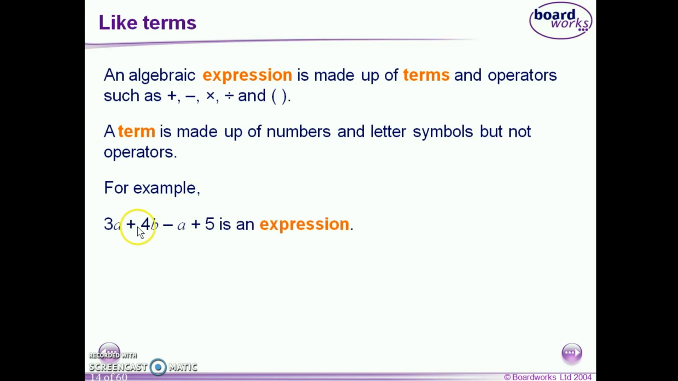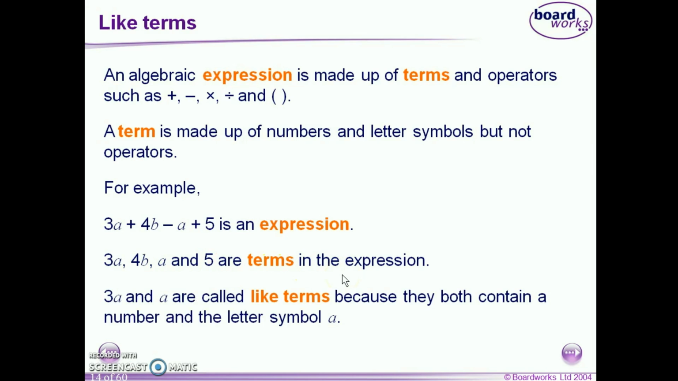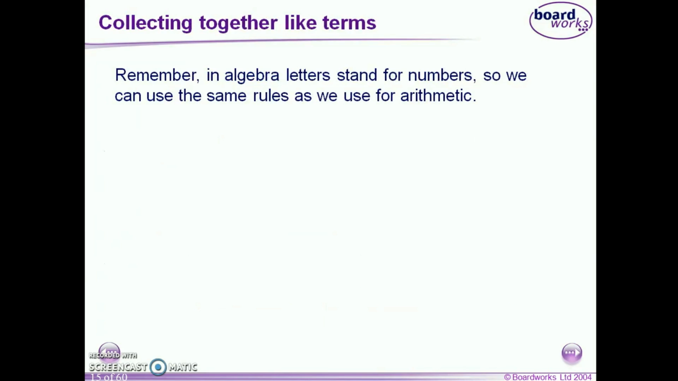For example, 3a plus 4b minus a plus 5 is an expression, and 3a, 4b, a, and 5 are terms in the expression. 3a and a are called like terms because they both contain a number and the letter symbol a. How do we collect like terms together? Remember, in algebra, letters stand for numbers, so we can use the same rules as we use for arithmetic. In arithmetic, 5 plus 5 plus 5 plus 5 is equal to 4 times 5.